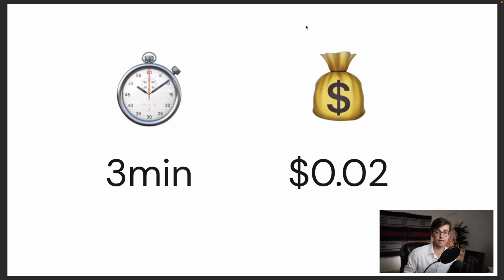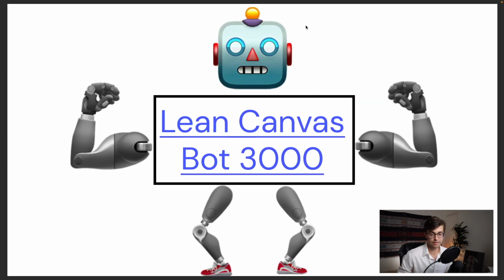This took 3 minutes for the AI to run, and using GPT 3.5 Turbo, costs about 2 cents per lean canvas. So I think this is cost effective, and it's much faster than what I can do as a researcher, which takes me at least several hours for a lean canvas.